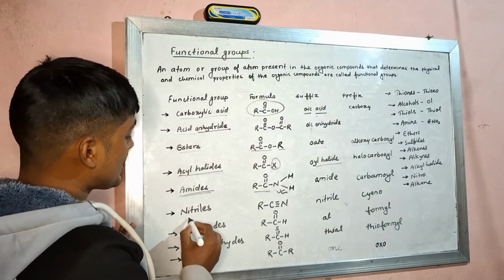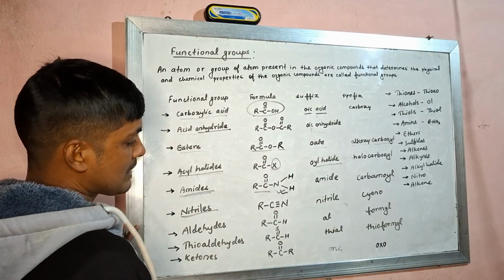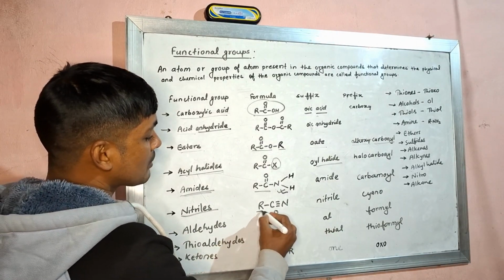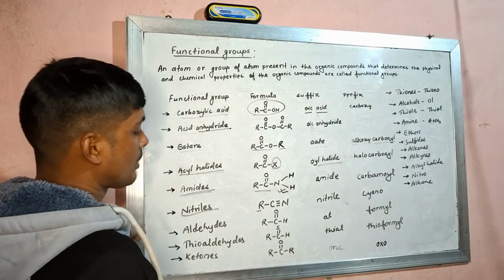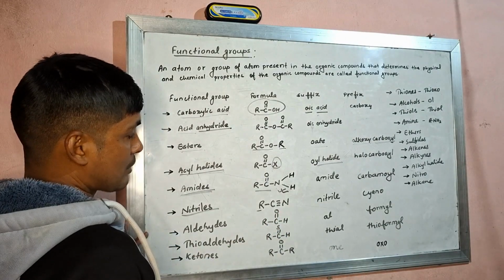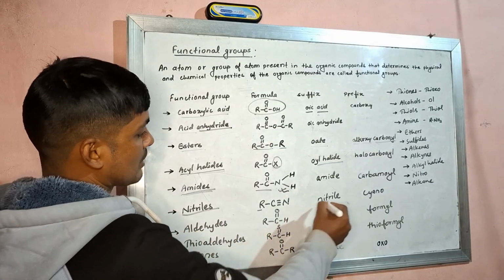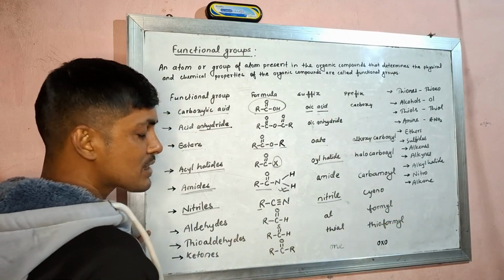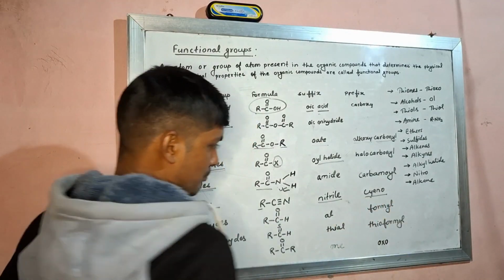The next functional group is nitrile. This nitrile is represented by R, single bond C, triple bond N. The suffix used for this nitrile is nitrile. When it comes as a prefix, then we use the word cyano.